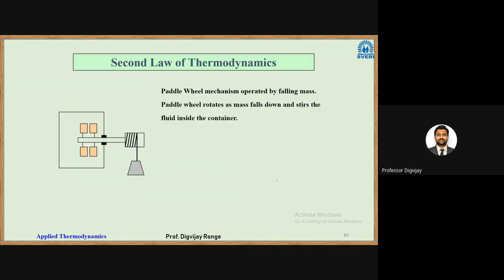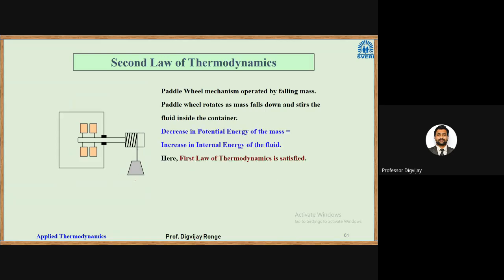Another example is given: a paddle wheel mechanism operated by a falling mass. The paddle wheel rotates as the mass falls down and stirs the fluid inside the container. What is happening in this case? This mass is freely falling, then it will rotate this shaft, and this will stir the fluid inside this container. The decrease in potential energy of the mass is the increase in internal energy of the fluid. So the first law is satisfied.